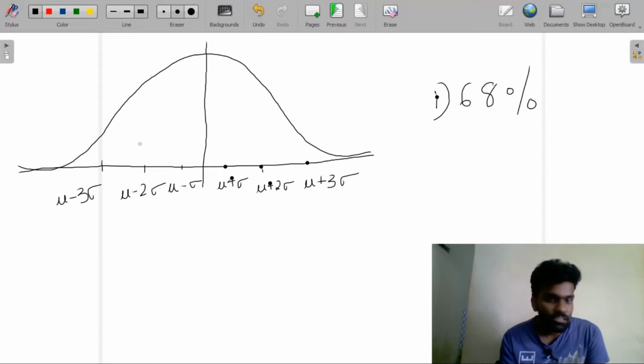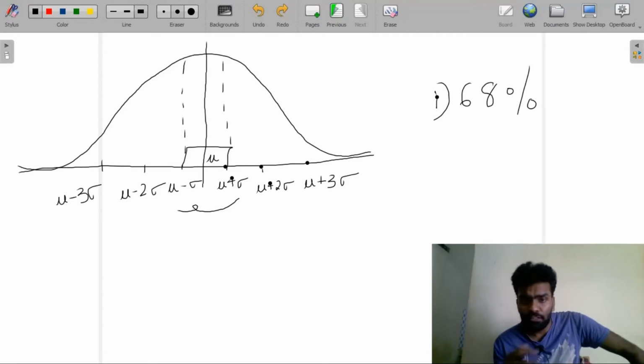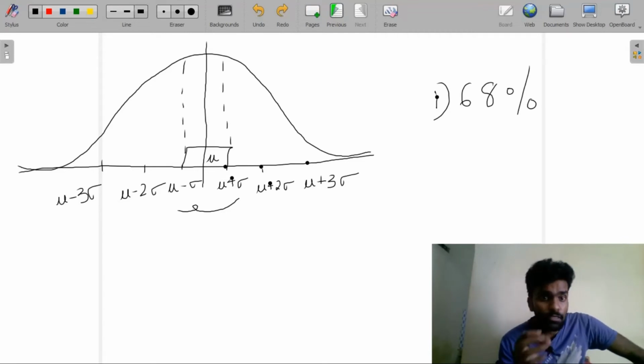Here you can see we have this mu plus sigma and mu minus sigma, right? If your data is normal, then 68% of your entire data will fall under this. It will fall between this mu plus sigma and mu minus sigma. That is the first standard deviation, right? So this is one standard deviation.